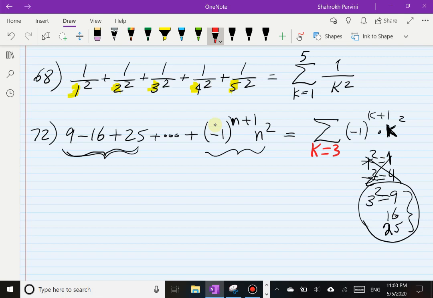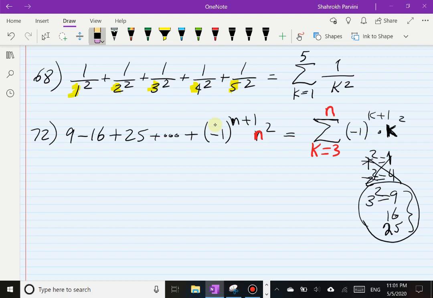And now for this one, it goes up to the nth term, right? Whatever the nth term is, we don't know what n is. Could be 5, could be 100, could be a million, right? So the upper limit for this one is going to be n, because we don't know how high it's going to go. We just know that it's going to terminate, right? It stops here. So this is actually a finite series because it ends with the nth term.